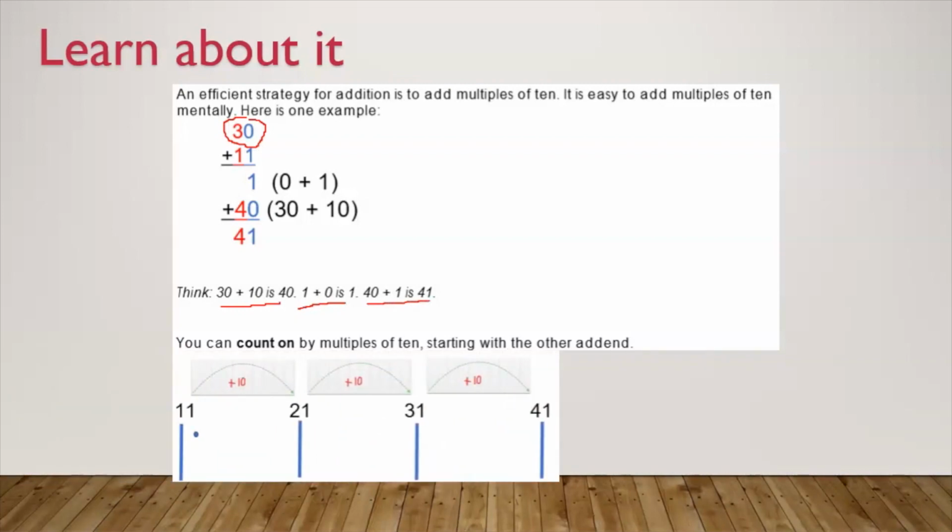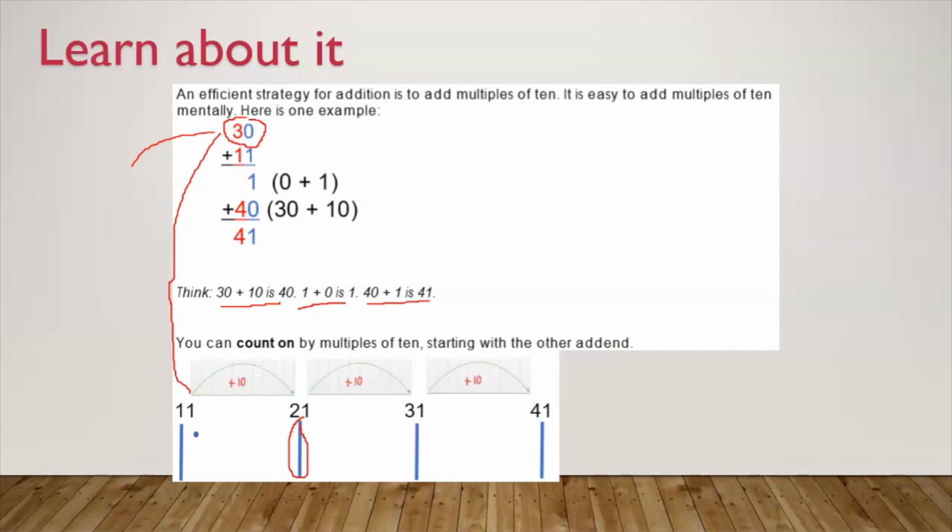You can also count on by using multiples of 10, starting with the other addend. In this case, the other addend is 11. So we're going to start with 11 here, which is 1 ten and a 1. And what we're going to do is add 30 down here, but we're going to add it in groups of 10. So here is one group of 10. So 11 plus a group of 10 is just adding one of these tens rods. So now we have 1 ten, 2 tens, and a 1, which would equal 21.